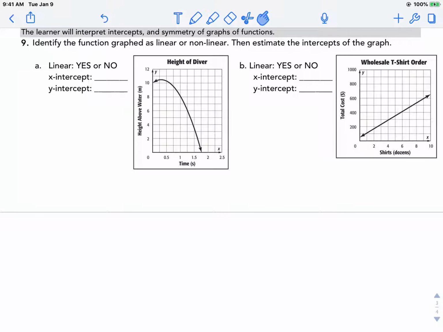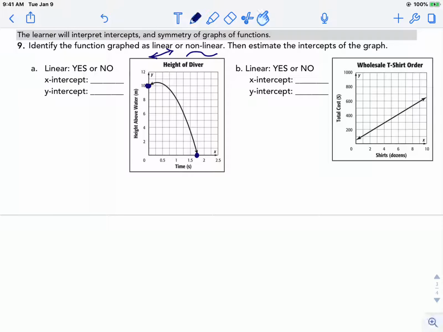Number 9, you're identifying as linear or nonlinear. So linear means that when you graph it, it's some sort of straight line. Nonlinear means it's some sort of not straight line. So you're identifying whether it's a straight line or not a straight line. Then if it has an x-intercept or y-intercept and you're estimating, if it doesn't have one of those, you're going to say none if you can't tell it. So I definitely see this point right here as my y-intercept. Mine's definitely not linear as I look at this curve. And then I see my x-intercept down here.